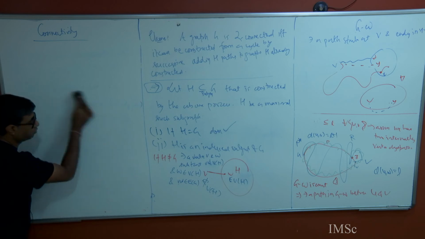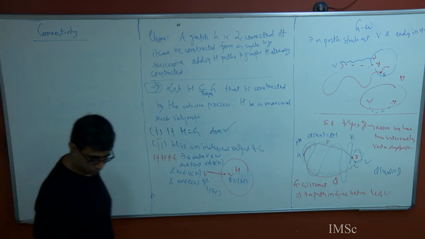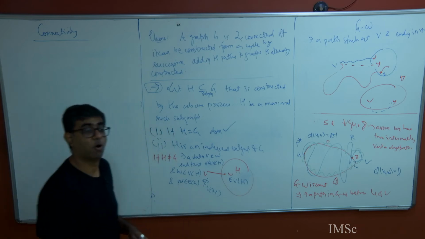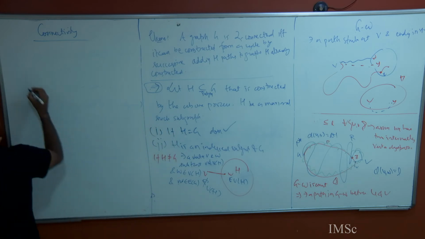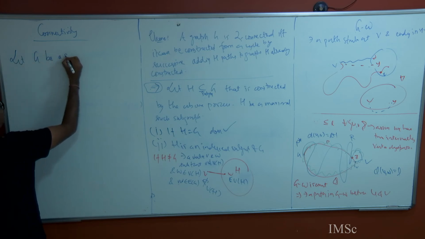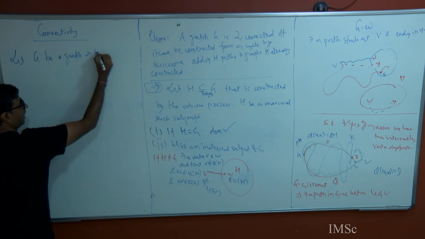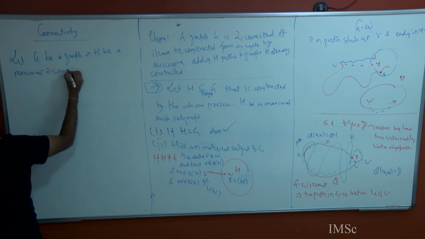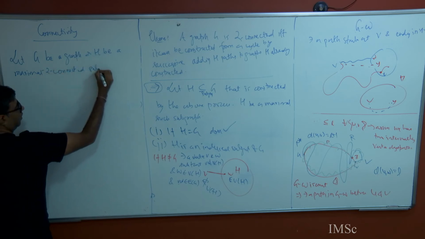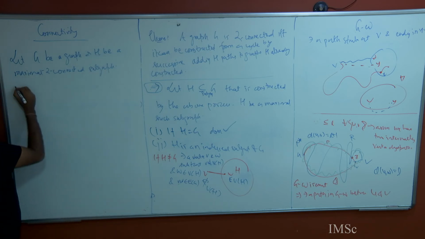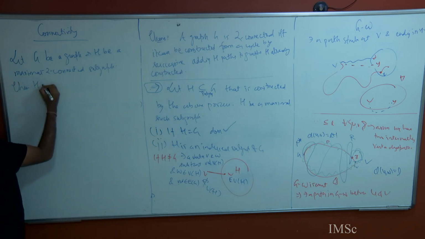So I want to ask, what are maximal two connected subgraphs? Do you know what they are called? They have a name in graph theory. They are called blocks. Okay. Let G be a graph and H be a maximal two connected subgraph. Then H is called a block.